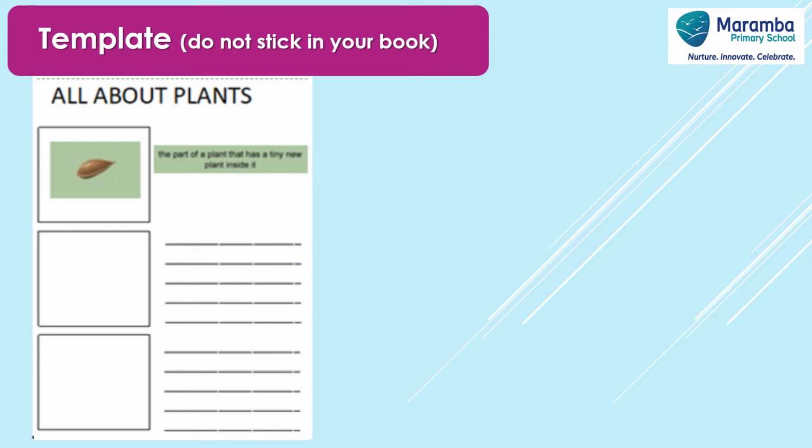I've started to do this for you. So you can see all about plants. In the first box, I've put a seed. And even though it's a little bit fuzzy to read, it says a part of a plant that has a tiny new plant inside it. Now, some groups will get this information already and they'll only have to complete 2 other boxes. Some groups will be doing all of it, but I've given you a little bit of a clue here to get you started.